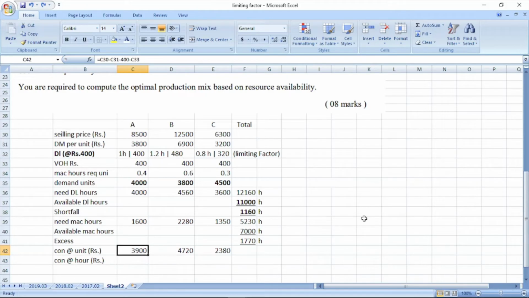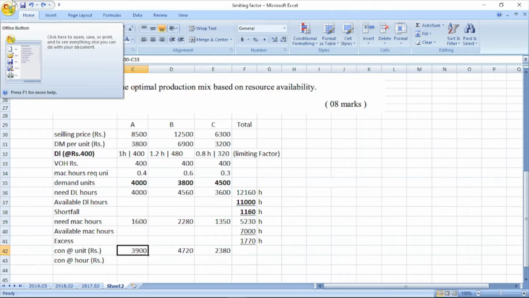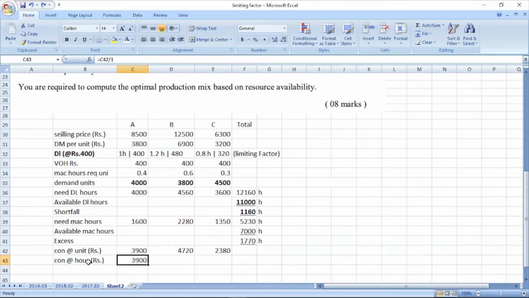Next we can get the contribution per direct labor hour. Our contribution of A is 3,900, and we need 1 hour to produce product A. The contribution per hour is the contribution per unit divided by the direct labor hours needed. So 3,900 divided by 1 is 3,900. The contribution of product B is 4,720, and we need 1.2 labor hours to produce 1 B unit, so 4,720 divided by 1.2 is 3,933.